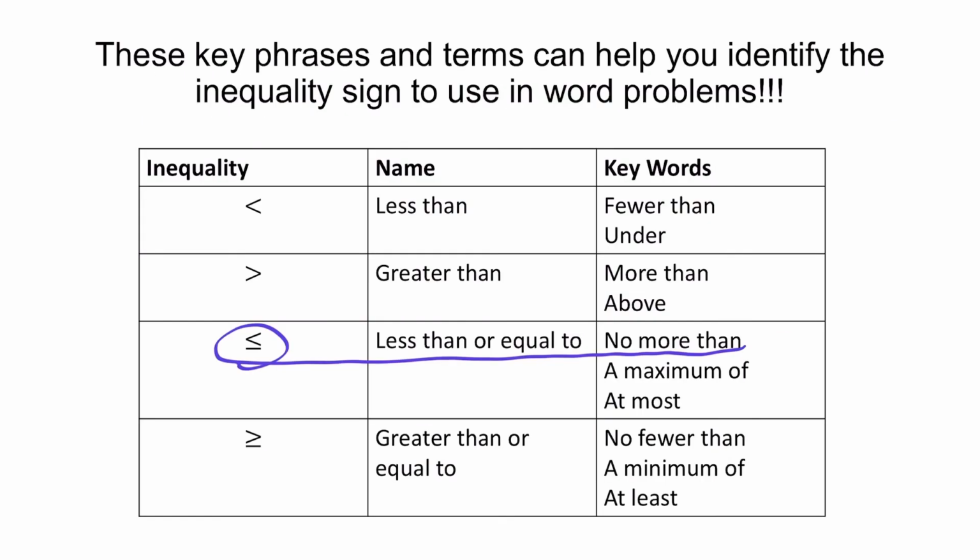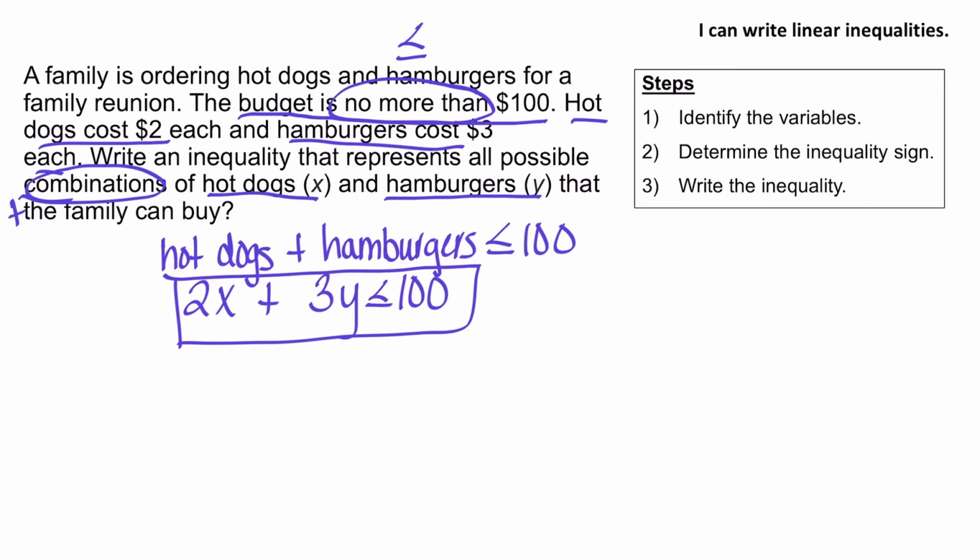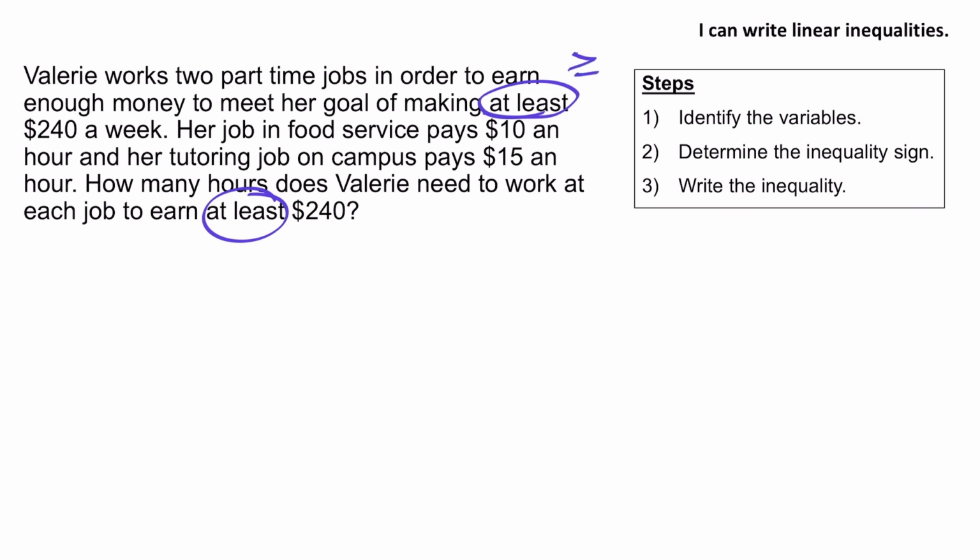So let's go back to the chart, and then "at least" you can see here is that greater than or equal to sign. Okay, "at least" is the kind of tricky one. "At least" means that you're making more than or equal to that amount. So we need a greater than or equal to sign. We're talking about the total amount of money she makes. So she makes money in food and she makes money as a tutor. So that has to be greater than or equal to $240.